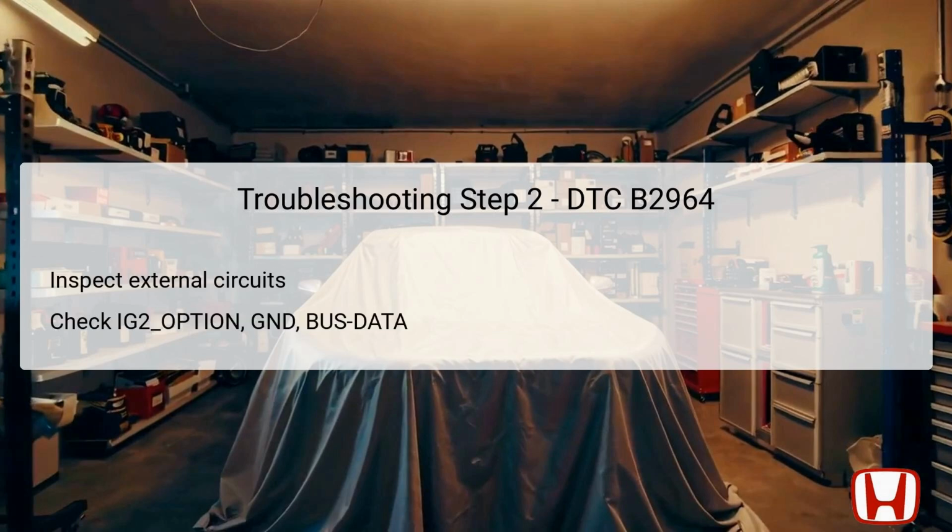The second step in resolving DTC B2964 requires a thorough inspection of the external circuits relevant to the climate control unit's function. This includes evaluating the IG2 option circuit, which supplies power, as well as the ground (GND) circuit and the bus data communication link.